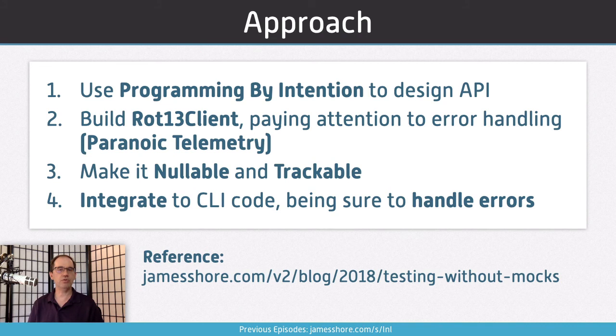So we're going to use programming by intention to design the API of that Route 13 client. Programming by intention, of course, is writing your code as if everything that you needed to make it work already existed. Then we will use that API to build our Route 13 client, and we'll pay special attention to error handling using something called Paranoic Telemetry, and I'll get to that in a moment. Finally, we'll make that infrastructure wrapper nullable so we can be tested without mocks, and trackable as well.